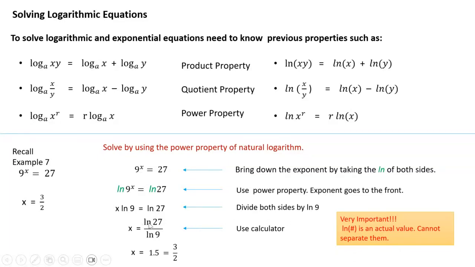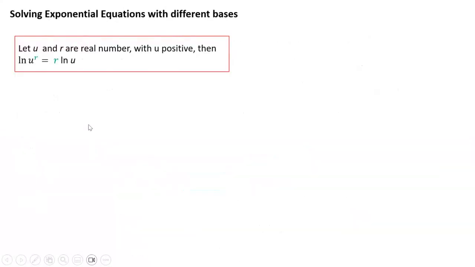And again, the ln of a number is an actual value. You cannot separate them. They're together. For example, you cannot divide both sides by the ln, because that doesn't make sense. It has to be the ln of 9 on both sides. So please don't forget that.